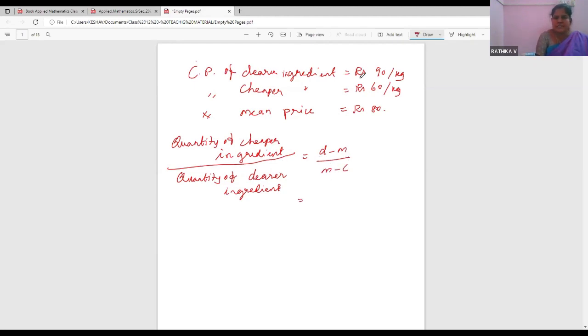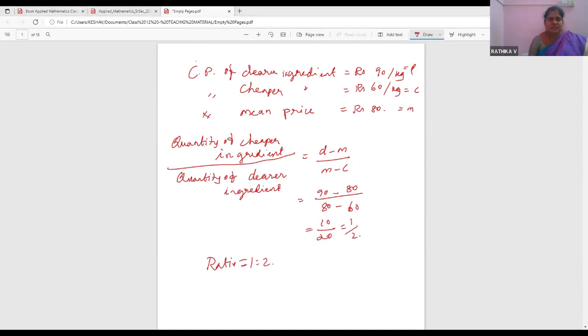So D is the dearer amount, this is D, this is C, and this is M. Apply it in the formula. D is 90, the mean price M is 80, and C is 60. So it is 10 upon 20, which is 1/2. So the ratio in which they have to mix is 1:2. So this answer, for a direct question, we can do it.